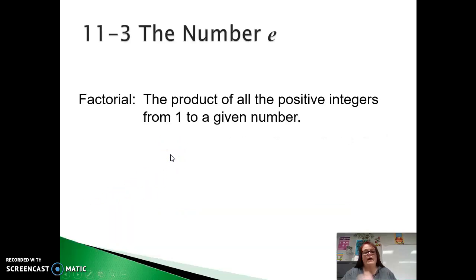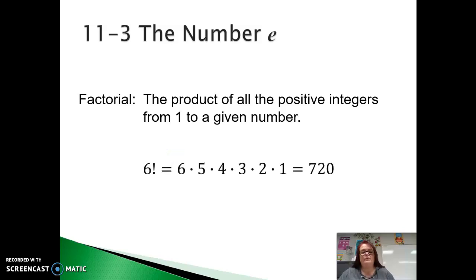And in order to do that, we have to understand what a factorial is. The factorial is the product of all the positive integers from 1 to the given number. So for example, when we say 6 factorial, we're talking about 6 times 5 times 4 times 3 times 2 times 1. So it's not saying 6 really loud, it's saying 6 factorial. And then we have a definition that 0 factorial is equal to 1.